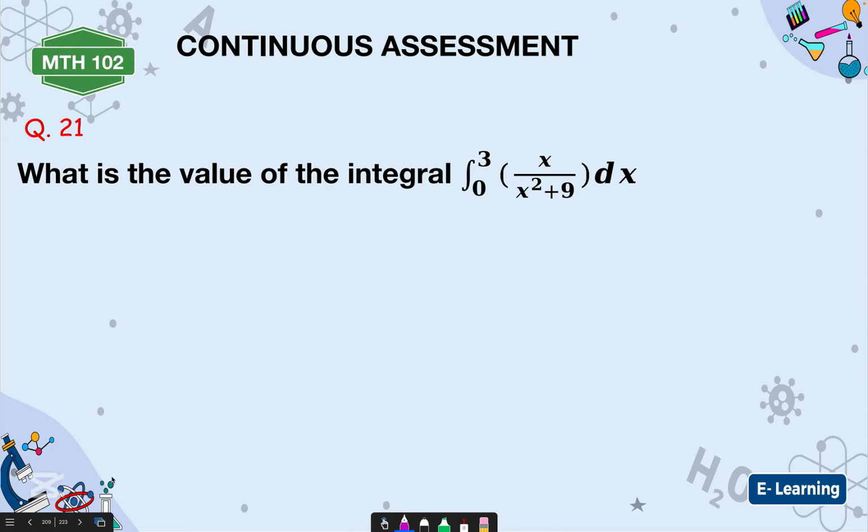This one is a very simple question too. So what is the value of the integral? Now you are given something like this. So you say solution. Write out the integral again: 30x all over x squared plus 9.